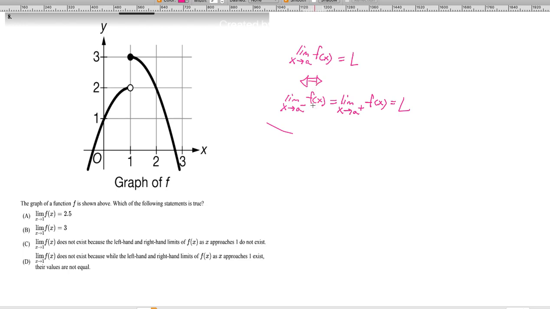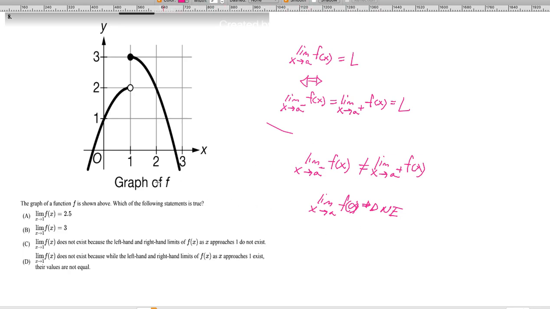Now, if you find out that the limit as x goes to a from the left does not equal the limit as x goes to a from the right, then you immediately know that the limit as x goes to a of f of x does not exist.